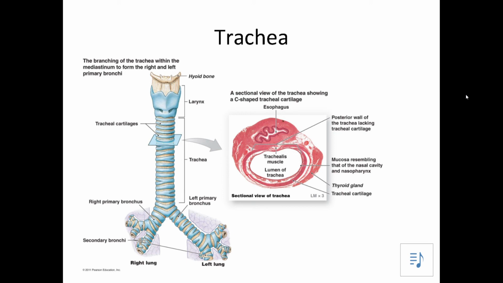Now, the trachealis muscle. There's a cartilage around the front, just C-shaped, and there's a trachealis muscle around the back that's connecting that cartilage. And these bands of cartilage go all the way down the trachea and then continue down the primary bronchi, where the trachea splits off into two, and continue to a lesser degree down the secondary and tertiary bronchi, which we're going to talk about in a moment.